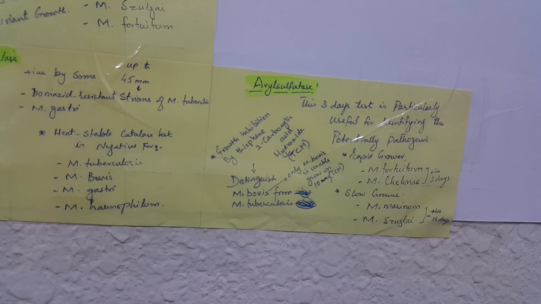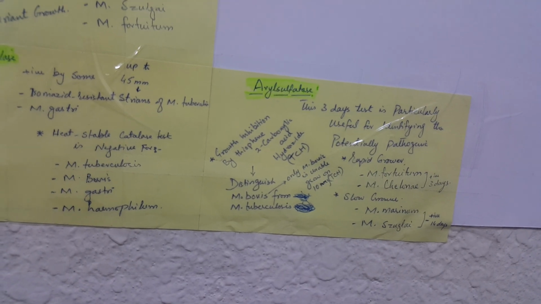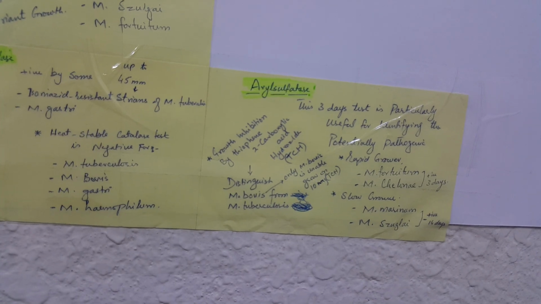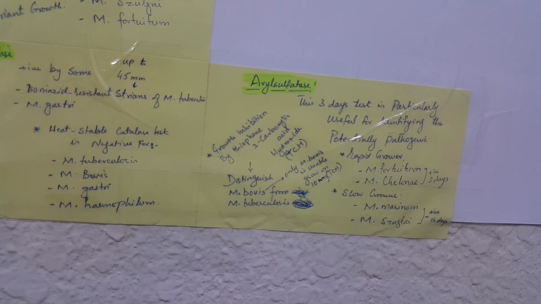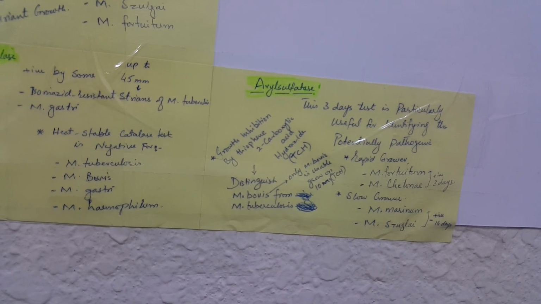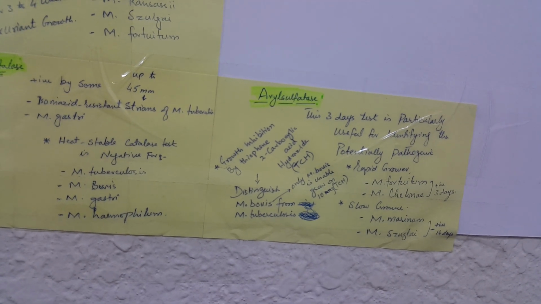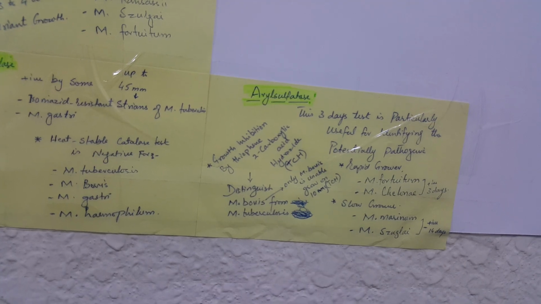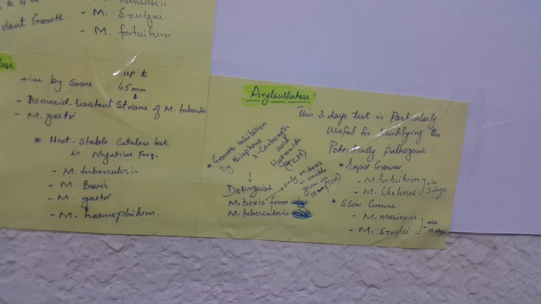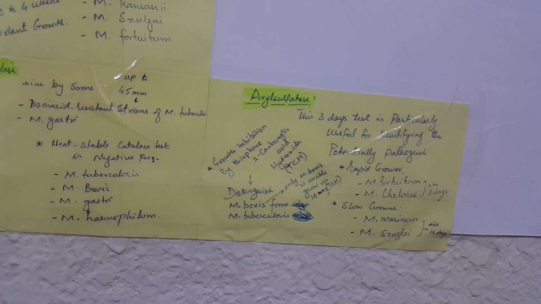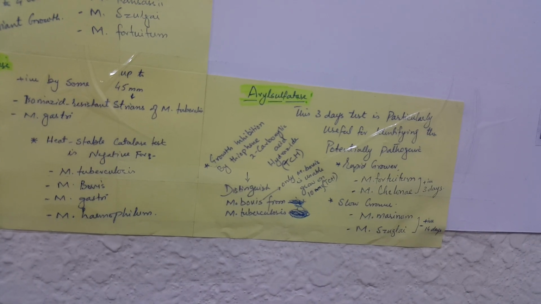Another test is the growth inhibition test, thiophene-2-carboxylic acid hydrazide, TCH. The only bacterium, Mycobacterium bovis, is unable to grow on 10 mg TCH. So this is a very helpful test to distinguish M. bovis from M. tuberculosis.